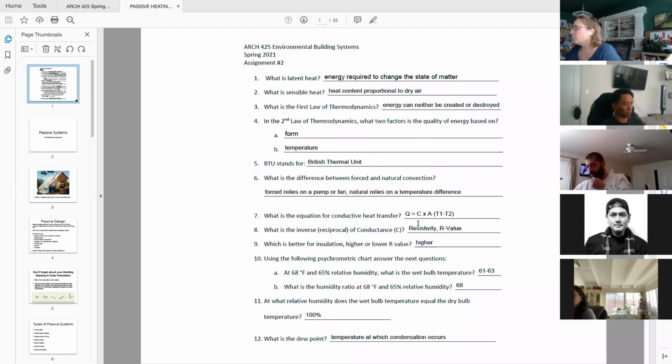There was a bunch of different ways to write the actual formula for conductive heat transfer, if it was with the units or with the letters. Pretty much anything was correct. Remember, again, that the opposite of a conductance is resistance, or the inverse or the reciprocal means the opposite. So it's the resistance, resistivity, which is also the R value, and can also be written as 1 over U.